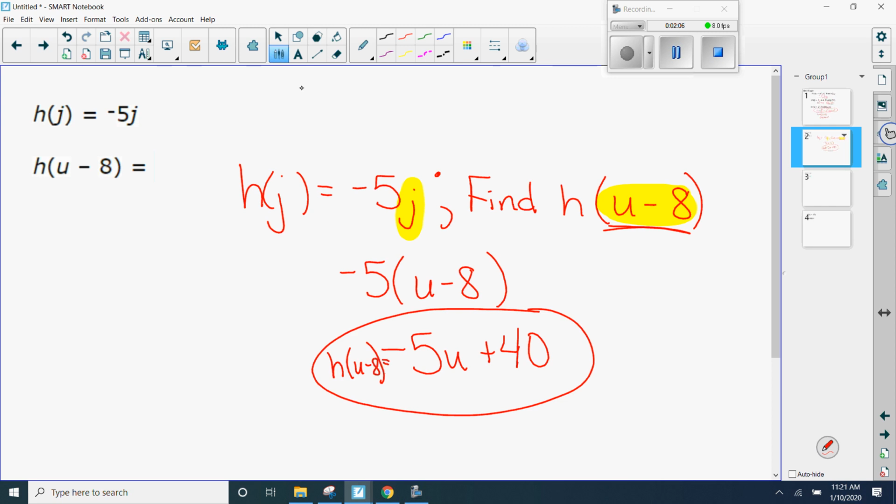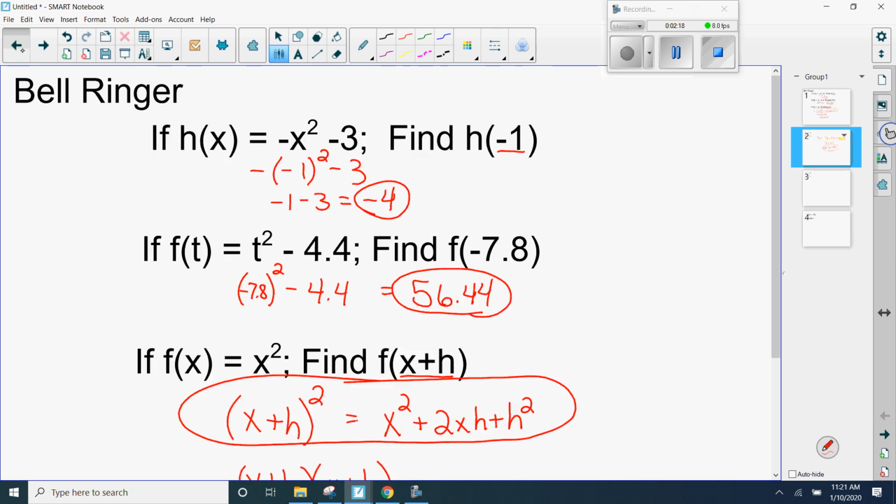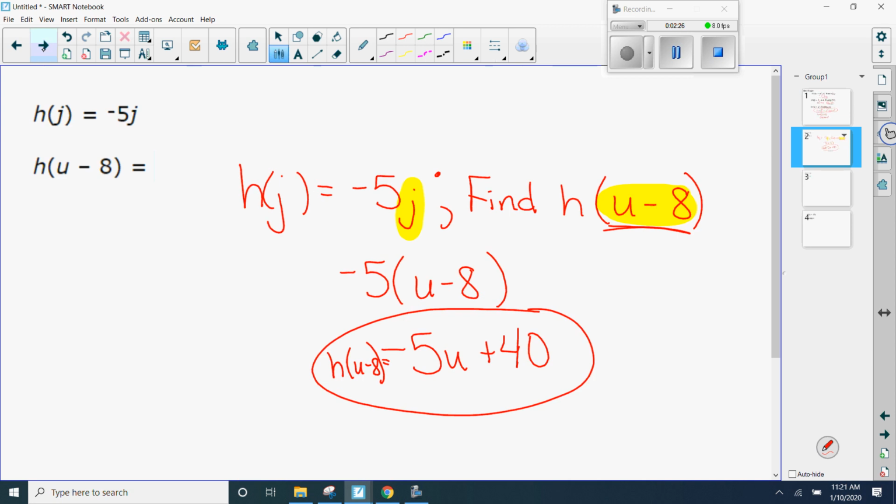I rewrote the problem right there. I said this right here was asking the same question as if I asked it right here before. So if h of j is equal to -5j, find h of u minus 8. You know they're the same function because they are both h. If I used a different letter, I'd be referring to a different function, which is something else we're going to get into yet today.